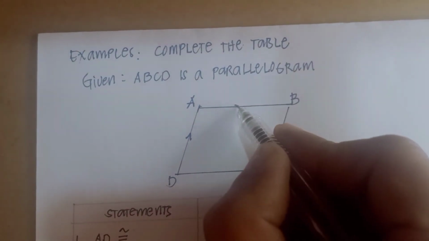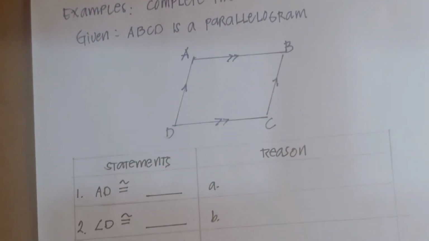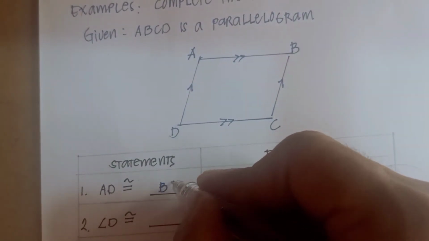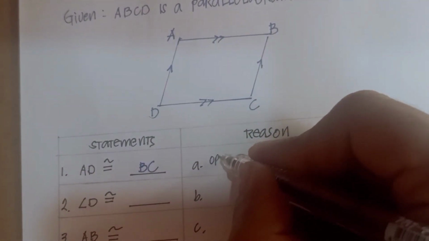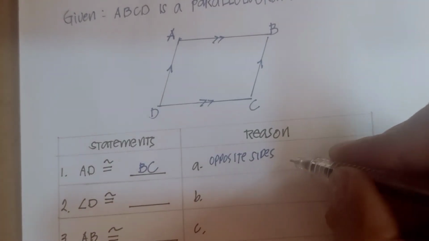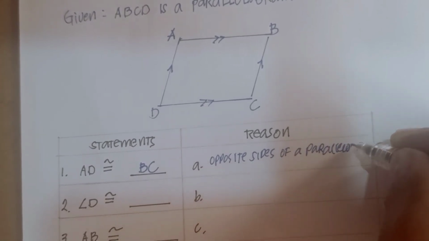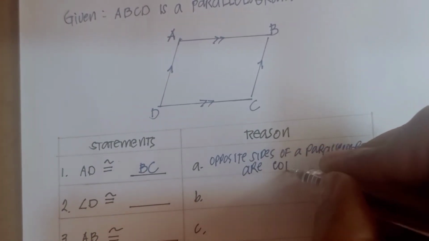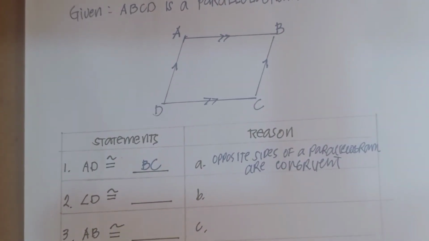Yung AB daw parallel sa DC and congruent. Okay. AD is congruent to BC. Ayan. AD is congruent to BC. Ang reason niyan will be opposite sides of a parallelogram are congruent. Ayan. Opposite sides of a parallelogram are congruent.